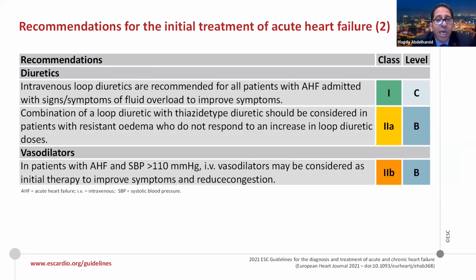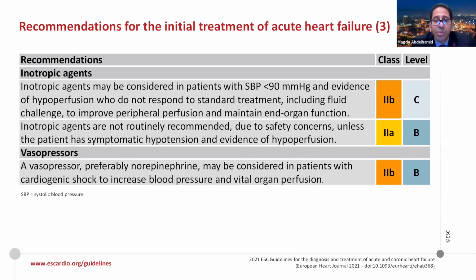Intravenous loop diuretics are recommended to relieve congestion and volume overload, a class 1C recommendation, and the combination of loop diuretic with thiazides should be considered in patients with resistant edema who do not respond to increased loop diuretic. Class 2A recommendation. Vasodilators, if the patients have systolic blood pressure more than 110, can be considered as initial therapy to improve symptoms and reduce congestion. It's a class 2B recommendation.